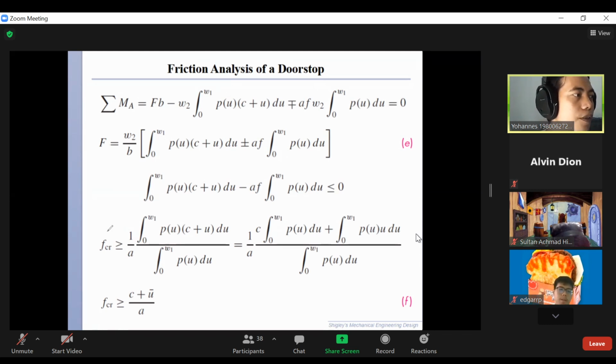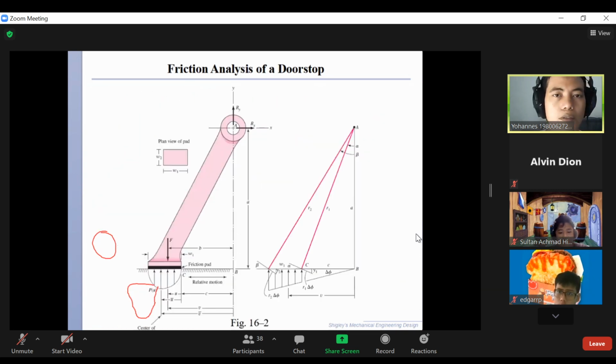Okay, so the main purpose is to find the critical frictional coefficient. The critical frictional coefficient must be equal or larger than this parameter. So what is A, C, and U bar? U bar is the average position of the brake pad, and C, let's take a look at the geometry again. Here we can see it clearly that the critical frictional coefficient should be equal or larger than A, C, U bar. So we can identify that the critical frictional coefficient is a function of geometry.